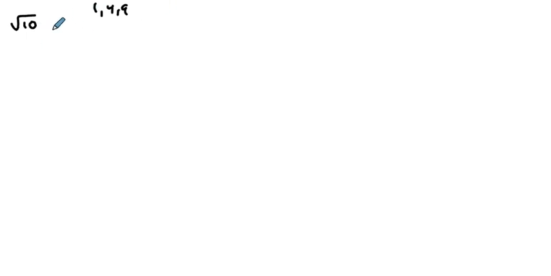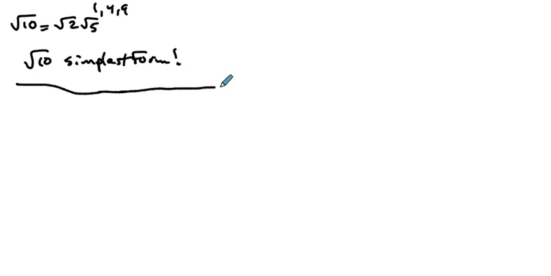So the only other factor pairs I can think of are 2 and 5. The problem is neither one of these is a square number. So square root of 10 is actually in simplest form, right? So this one you would just leave how it is. So you'd go, all right, good, that's good.